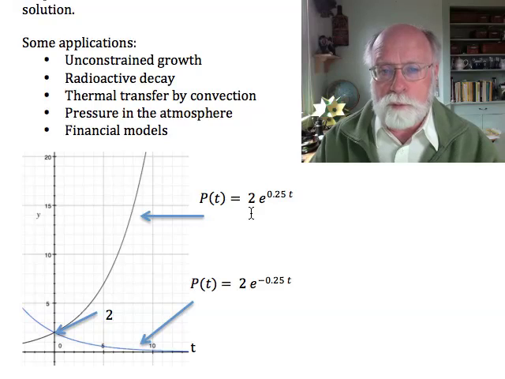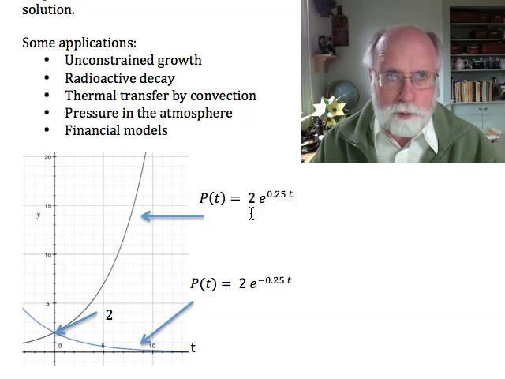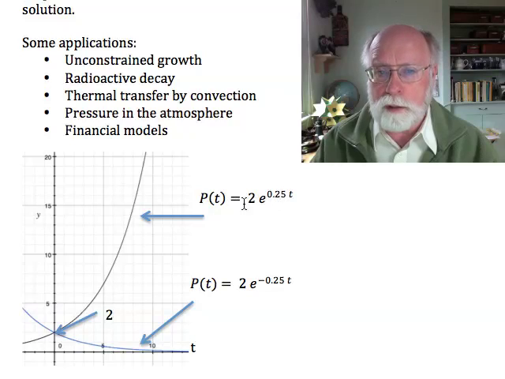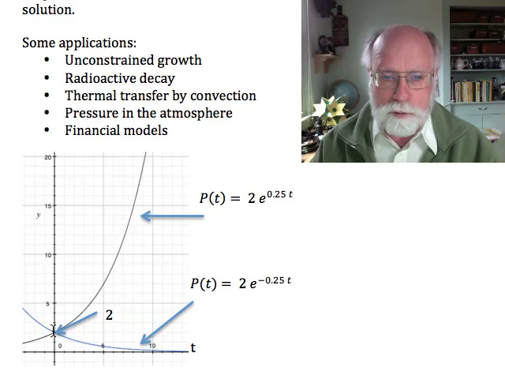If p of t was 2, initial value 2, e to the 0.25 t, so that would be an example of an exponential model, we get a curve that looks like this black curve. It's an increasing curve. When t is 0, it goes through the point 2, and it increases quite rapidly.